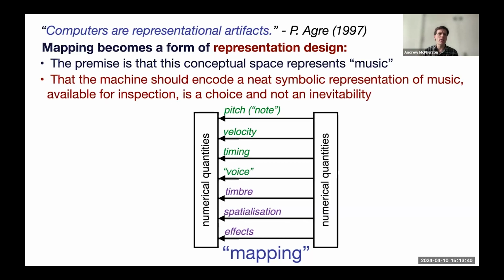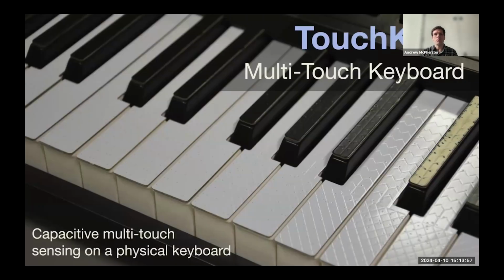But the whole idea that the instrument ought to encode some kind of neat symbolic representation of music that's just there for the inspection, that's a choice. That's a choice that we can make. It's not an inevitability. And I think that's important for us to remember. Now, lest it be said that I'm just throwing stones at other practices, I want to tell you about this project of mine, which I think actually falls into that trap in a very significant way.